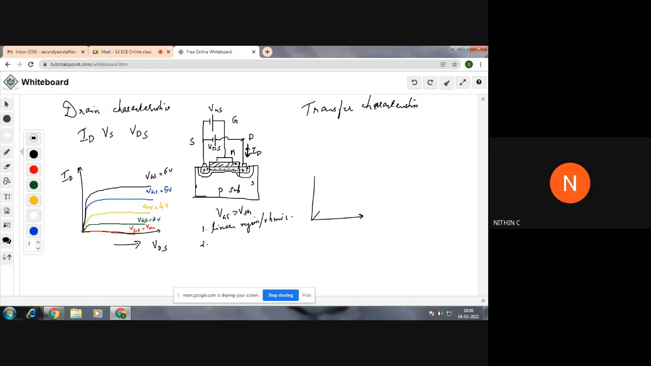But what happens to the depletion region width? The depletion region will extend more into the channel at the drain side. The depletion region width will extend more into the channel at the drain end. That is what happens.